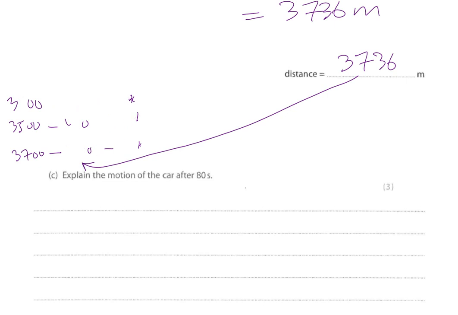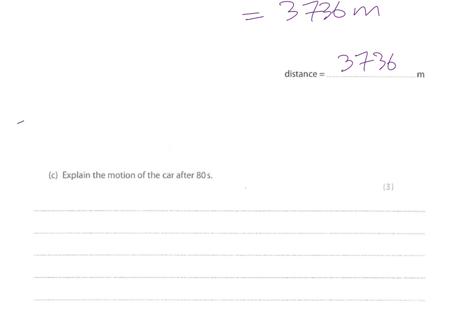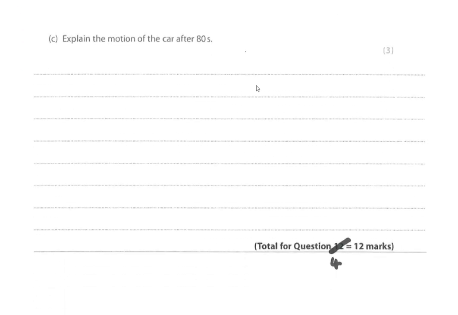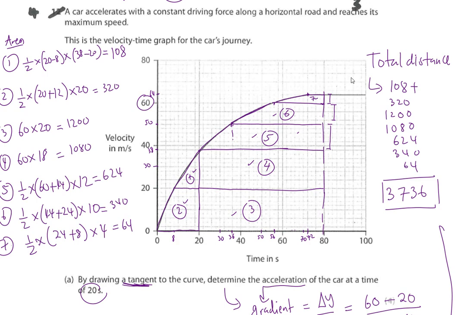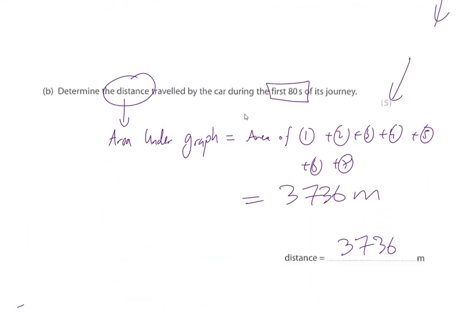I'll delete this one because we are here to know why the answer is this way and how to get the answer correct next time if we happen to get a question like this in the future. Now, after 80 seconds, what happens? So let's take a look after 80 seconds. After 80 seconds, the line is flat. What does it tell us if the line is flat?